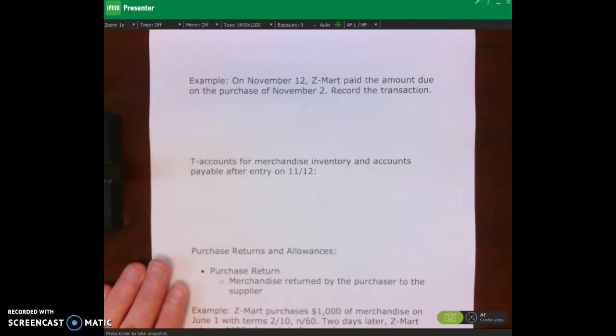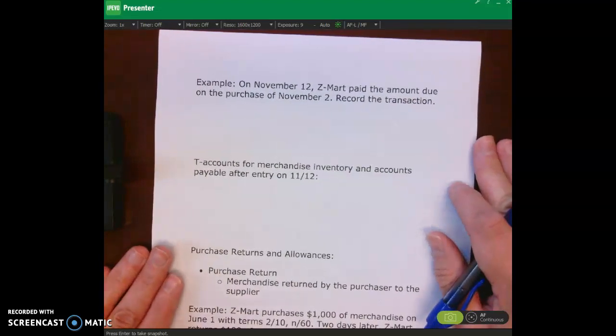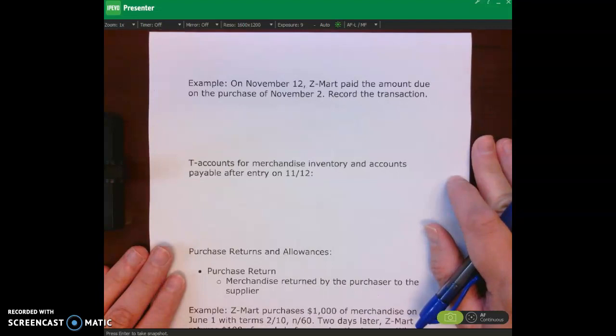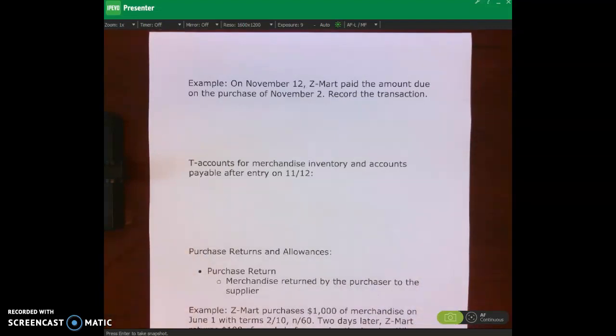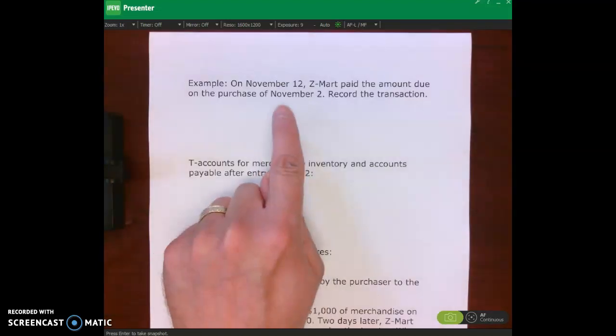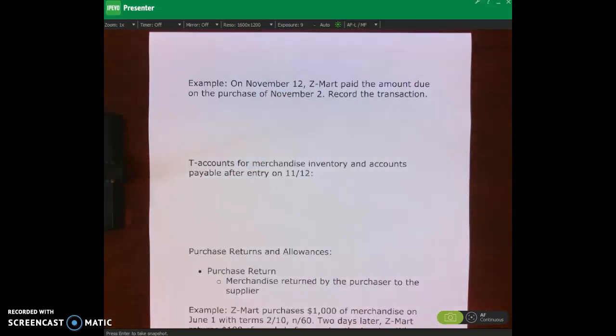On November 12th, Z-Mart paid the amount due from November 2nd. Record the transaction. Well, they bought it on November 2nd, and if we look back at what the credit terms are on the prior page, on page 92, it says 2, 10, and 30. That means you take 2% off if you pay within 10 days, or you pay the full amount within 30 days. Well, what's 2 plus 10? 12. So we're in the last day of the discount period on November 12th. So we can take the discount.